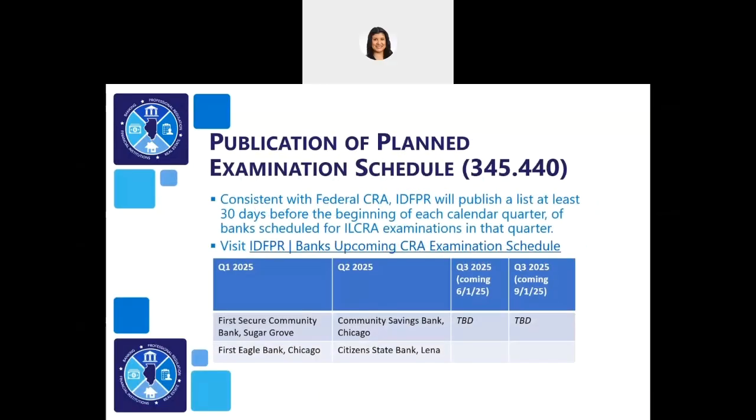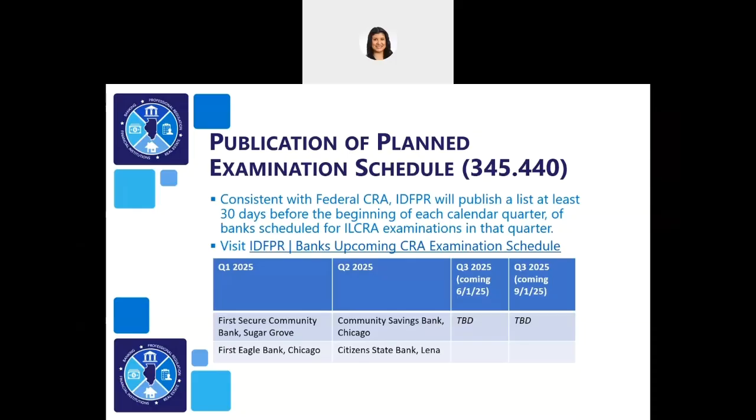The publication of planned exam schedule is posted on our webpage. It is consistent with the Federal CRA. We are publishing the exam schedule 30 days before the beginning of each calendar quarter of the scheduled exams in that upcoming quarter. So as you can see, in the first quarter of 2025, we conducted 2 exams, First Secure Community Bank in Sugar Grove and First Eagle Bank in Chicago.